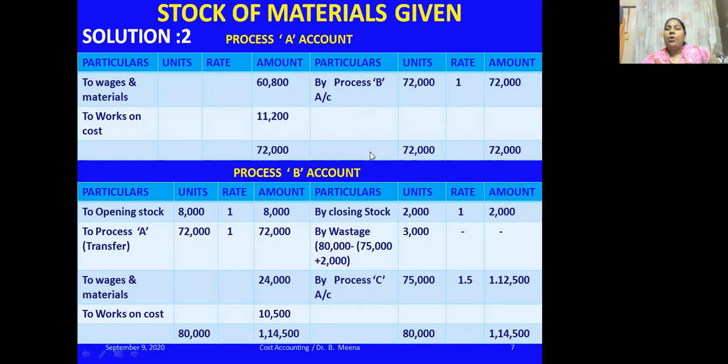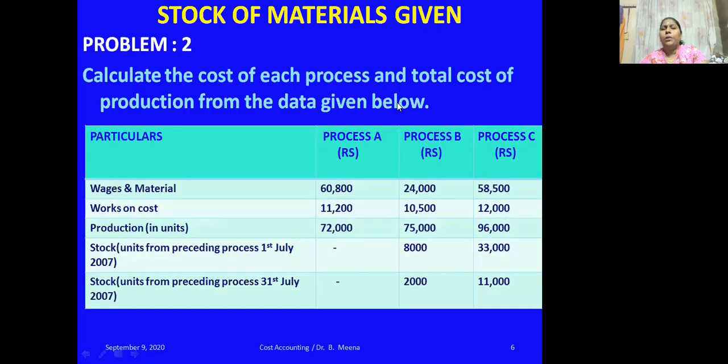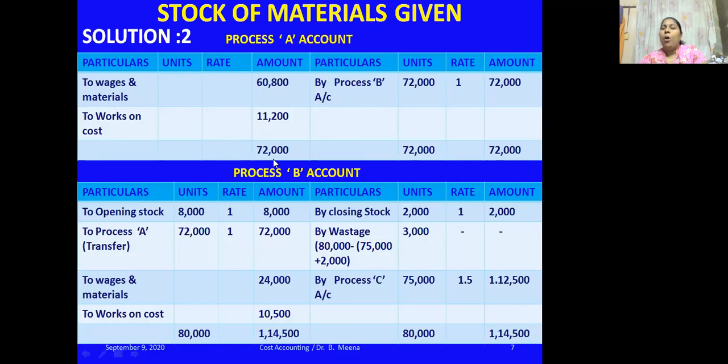Since the value is 72,000 and the output is given, how much is the output for A? Can you check? The output of process A is 72,000 units, right? And the amount I got for process A debit side total is 72,000 rupees. So 72,000 rupees divided by 72,000 units. 72,000 units is given in the question itself, but 72,000 rupees is the amount I calculated by totaling the debit side. So what could be the rate per unit? 1 rupee. So process A is over. This process A output will be transferred as a process B input.